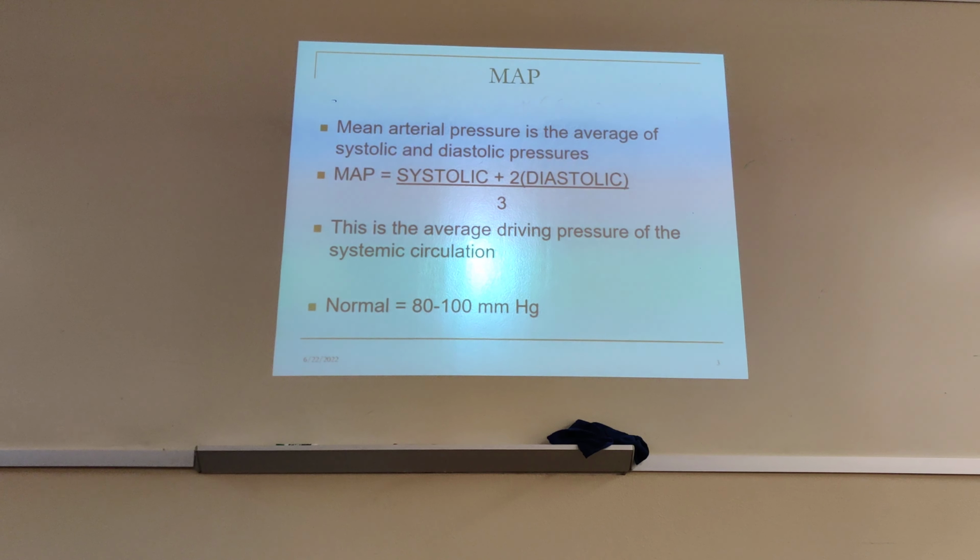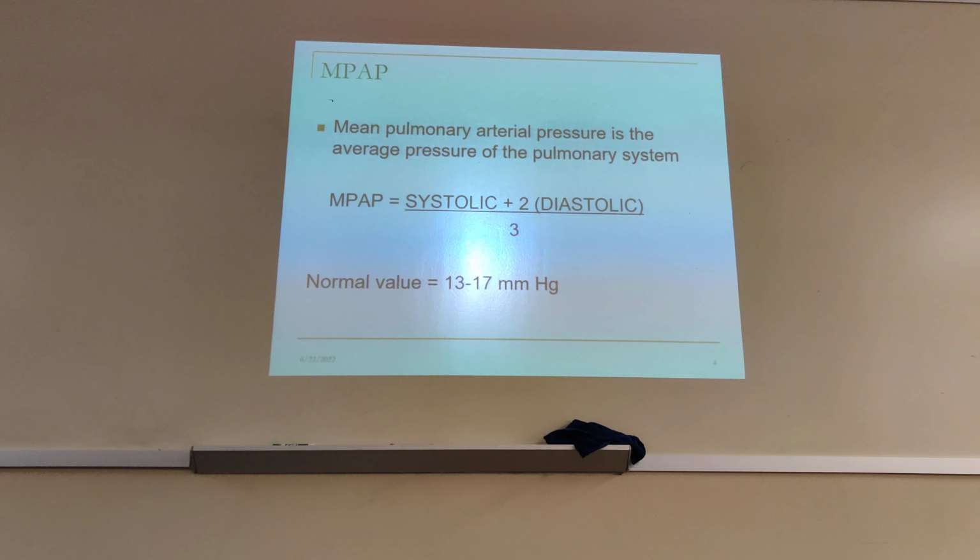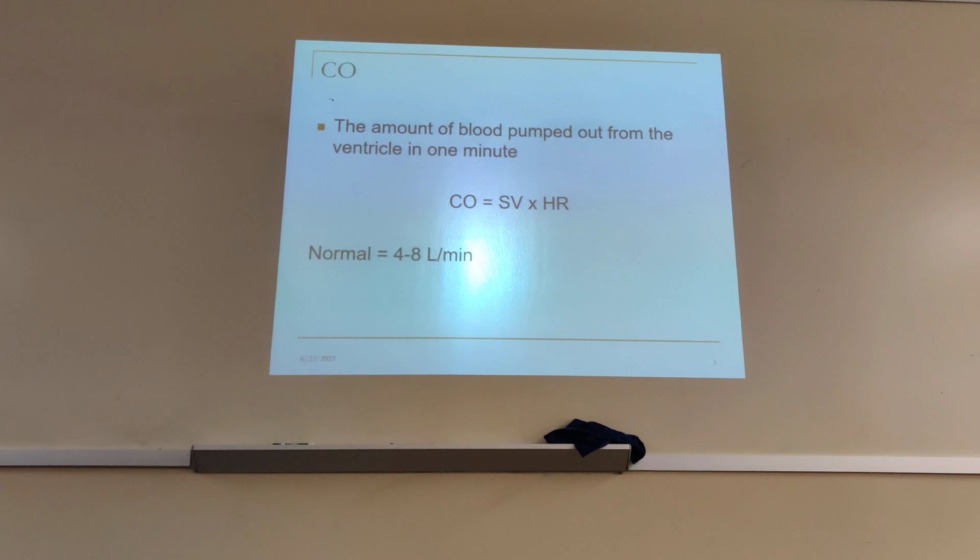All right, so does anyone need any more help calculating the mean arterial pressure? It's systolic plus 2 times diastolic, divided by 3. Okay? Normal range is 80 to 100. How about the mean pulmonary arterial pressure? The same formula, other than you're using the pulmonary arterial pressure. And that's normal range, 13 to 17.